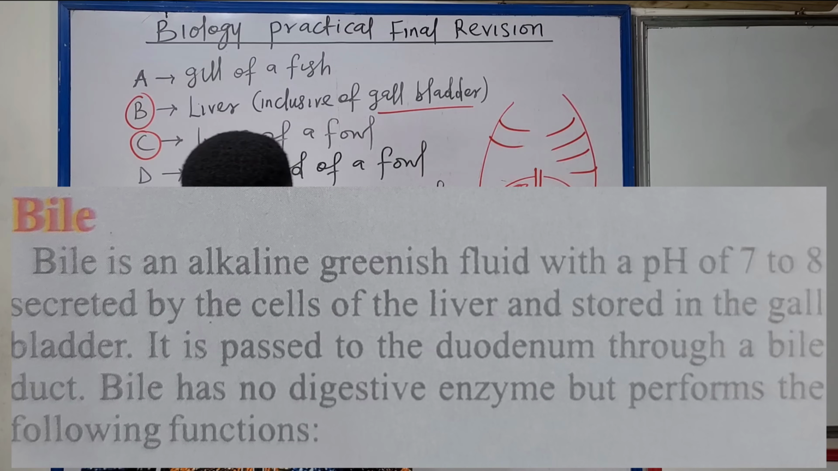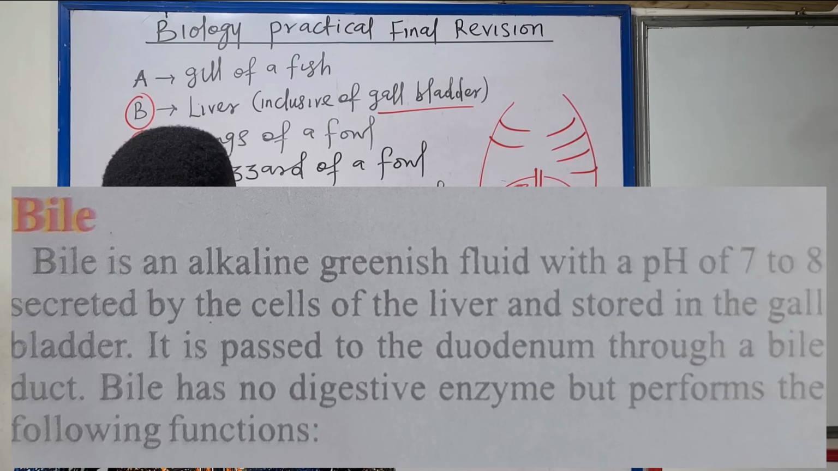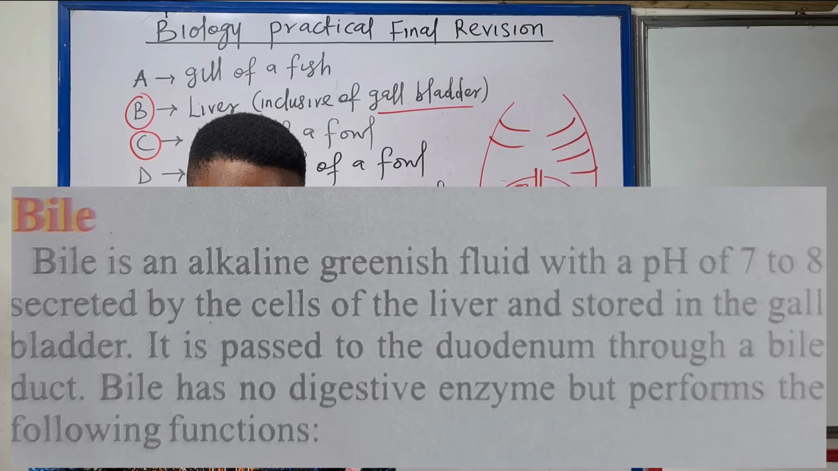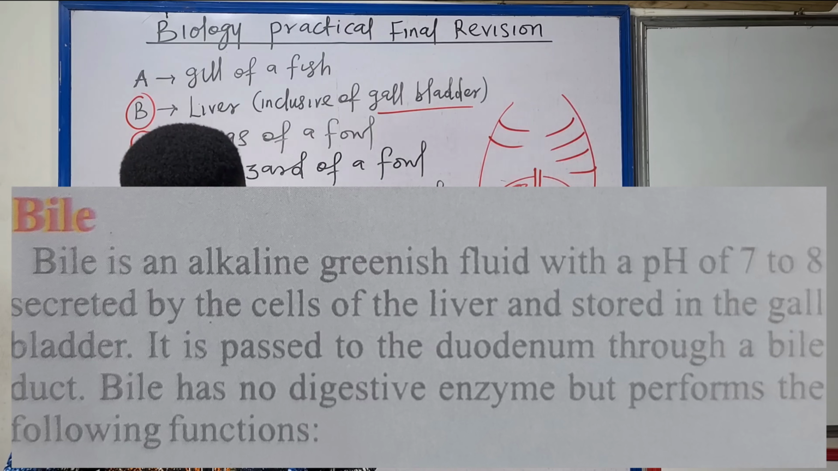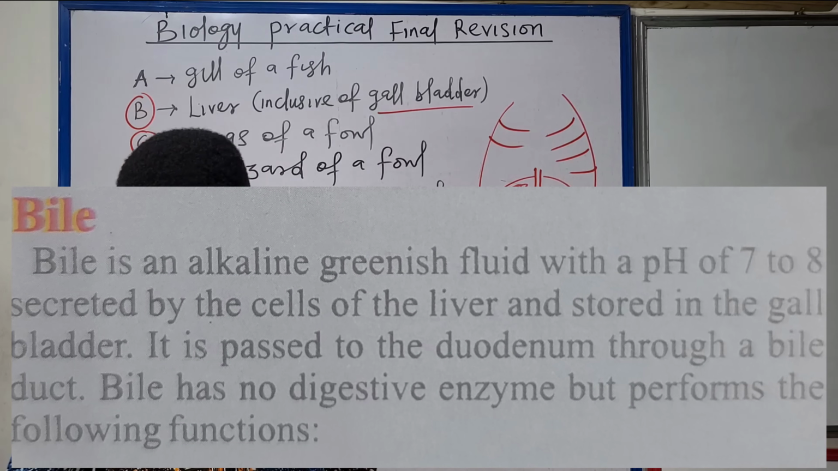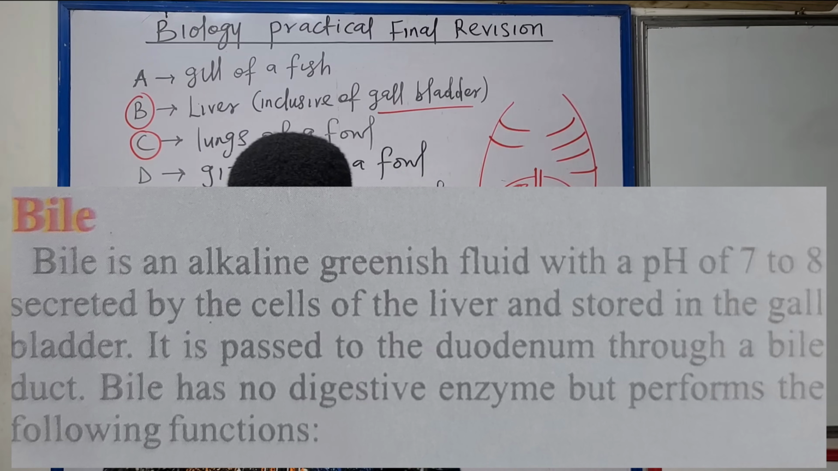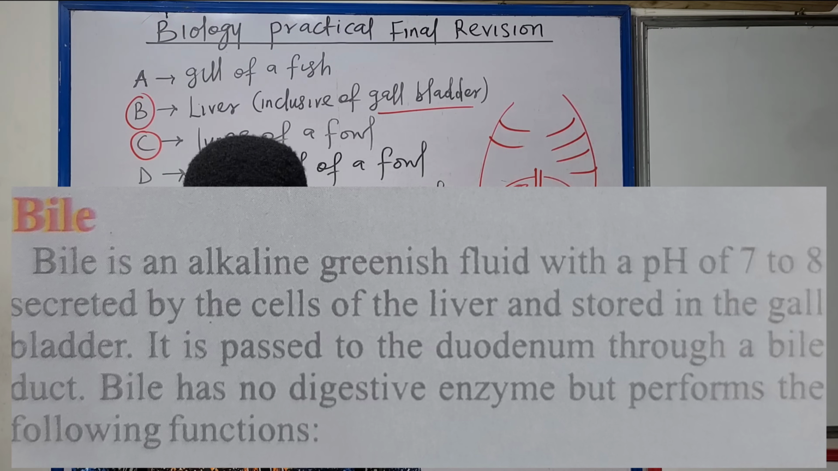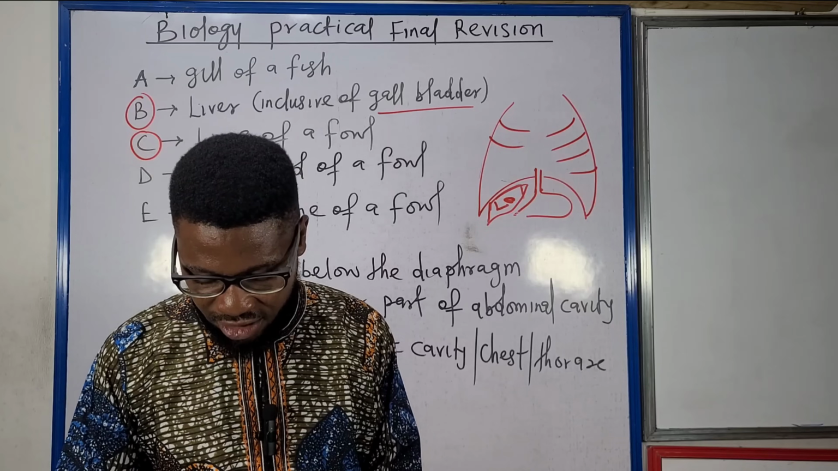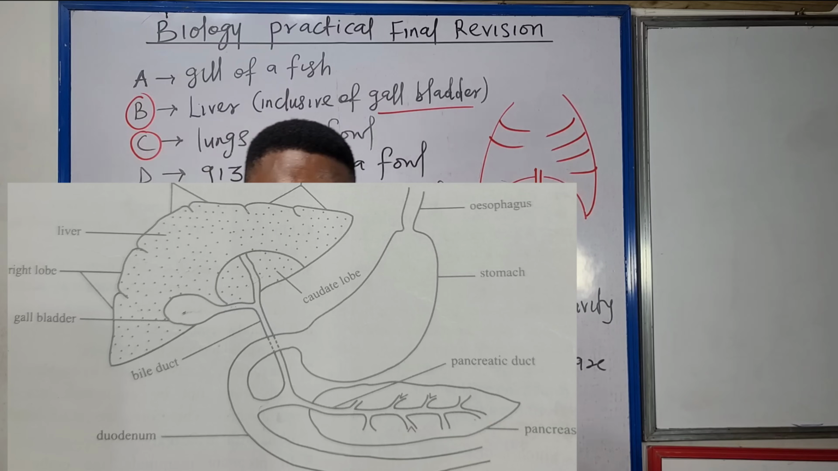Okay, the very first thing you need to know about the bile is that it is an alkaline greenish fluid. It has a pH of between 7 to 8, around 7.4 thereabout, and it is secreted by the hepatic cells of the liver and stored in the gallbladder. It is usually passed to the duodenum of the intestine. As you can see in that diagram, there is a bile duct that transfers bile into the duodenum. That's talking about the first part of the intestine. Bile has no digestive enzyme but performs various functions.